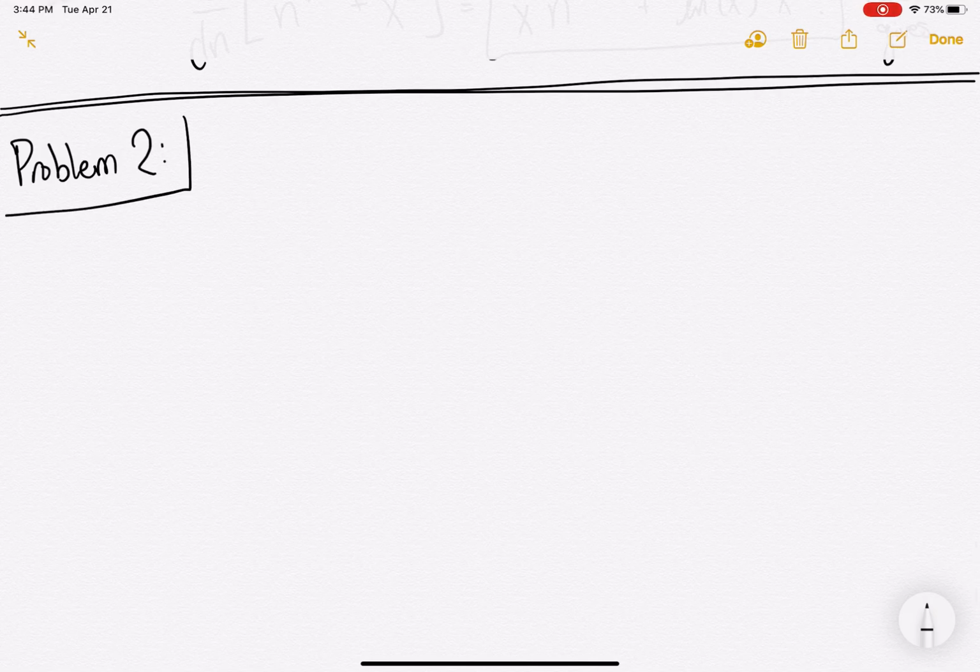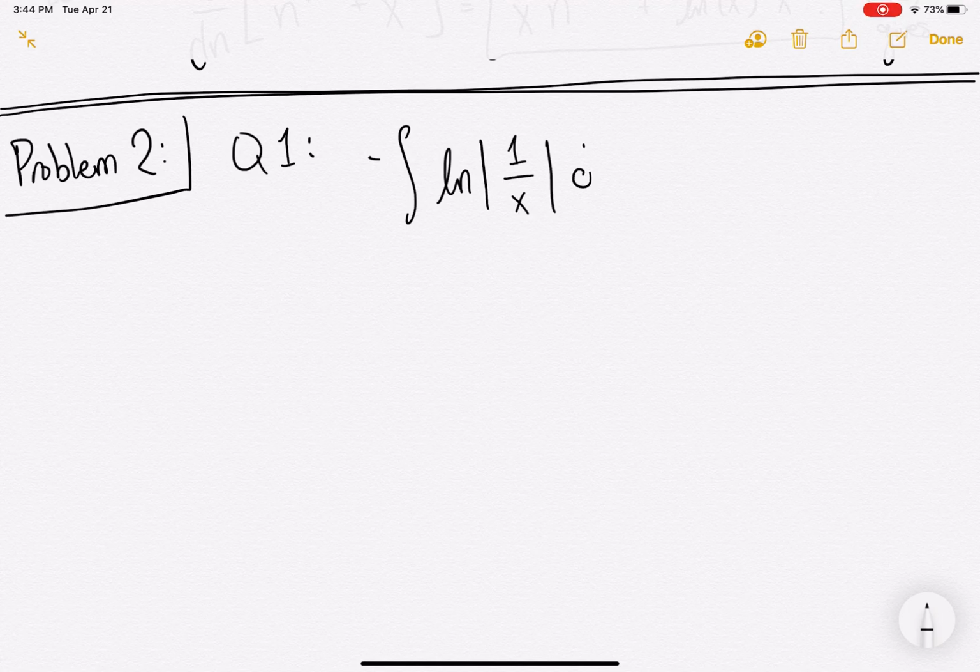Problem 2. My computer just died, so it's going to take me a little while to find it. Problem 2 says, as before, this is an integral problem. Q1. Negative integral natural log absolute value 1 over x dx.